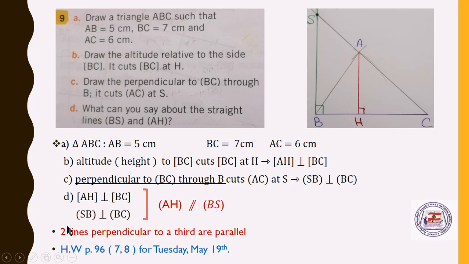What is the rule? Two lines perpendicular to a third are parallel. If two lines, the green and the red, both are perpendicular to the same line BC, then these two are parallel to each other. I want you to copy all of these in your copybooks, study them well, review them, memorize the rules. And please, whenever you read a problem, read the instructions and write the instructions carefully.